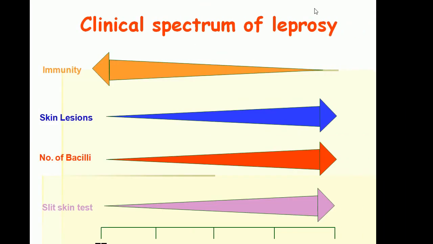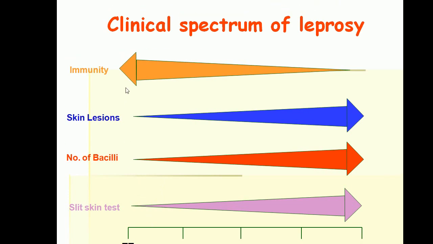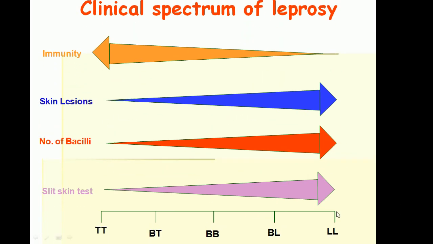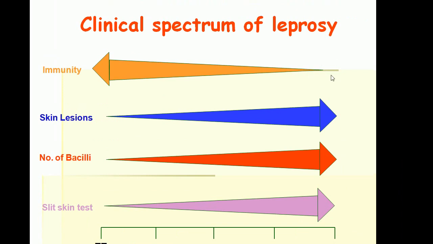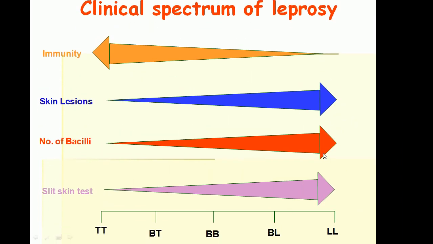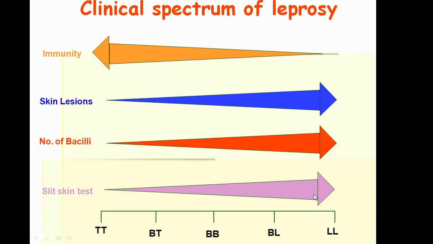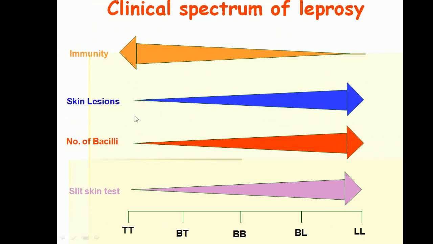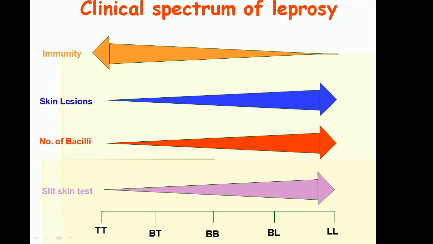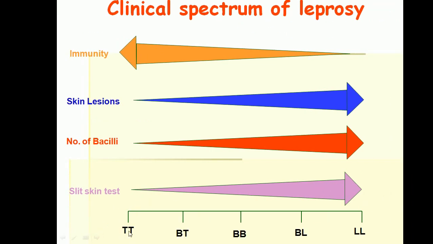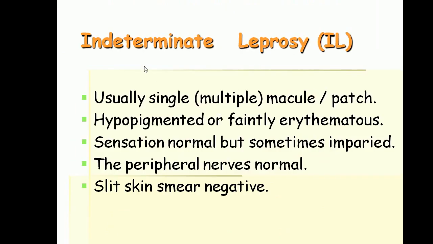Now, if you look at the clinical spectrum of leprosy, we can see that the cell-mediated immunity is very high in the tuberculoid type, while it is very low in the lepromatous type. But the skin lesions, number of bacilli, and slit skin smear positivity all increase when the clinical spectrum of leprosy goes from tuberculoid to lepromatous, or downgrades from tuberculoid to lepromatous.